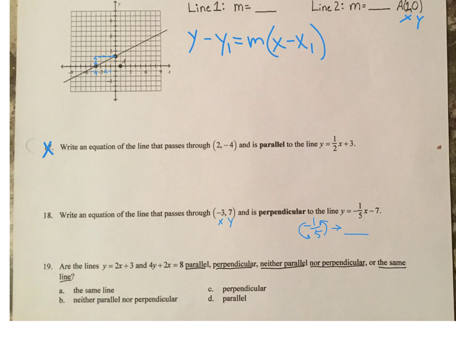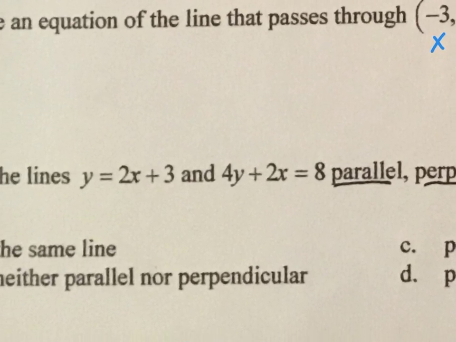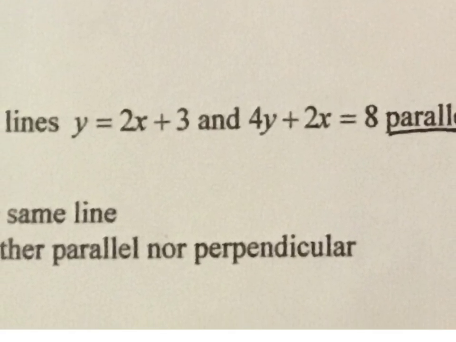All right. And number 19, this is the last problem of the test. And we've got 2 lines. It's wanting to know, are they parallel, perpendicular, neither parallel or perpendicular, like neither, or are they the exact same line? So the first equation, trying to zoom in here, is already in slope-intercept form. This one over here is not, so I'm going to help you get it into it.